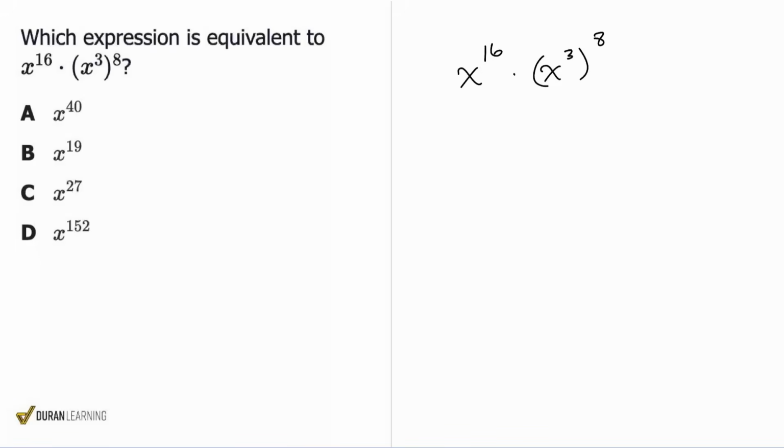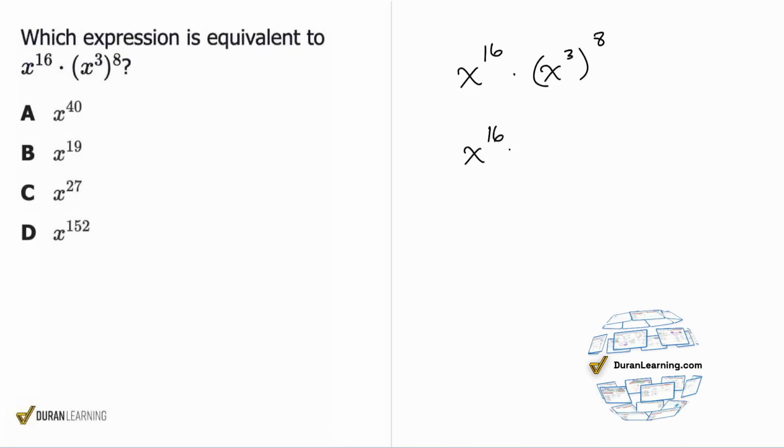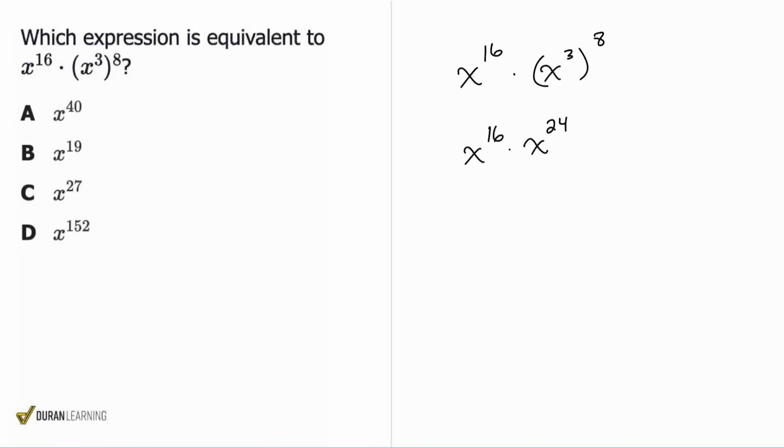Now, everyone, when we have a power to a power, so a power of a power, what do we do with those exponents? Correct. We are going to multiply. Yep, 3 multiplied by 8, that's going to be 24. So we have x to the power of 16 multiplied by x to the power of 24.